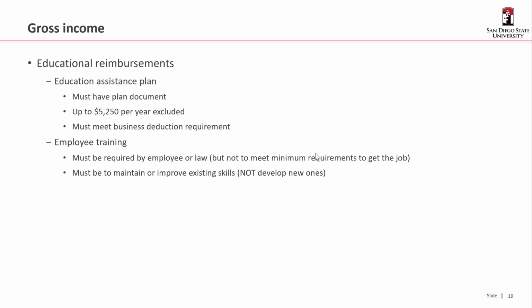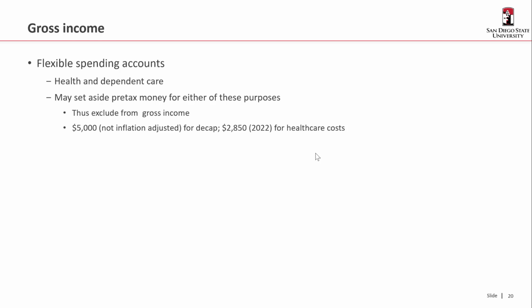The employee training needs to be required by the employer or the law, right? You can't just be like, oh, that undergrad degree, oh yeah, that was training, right? You get where that's coming from. And it should be able to maintain or improve existing skills, not develop new ones. Flexible spending accounts, this is the third mention of these. So these operate like a lockbox.